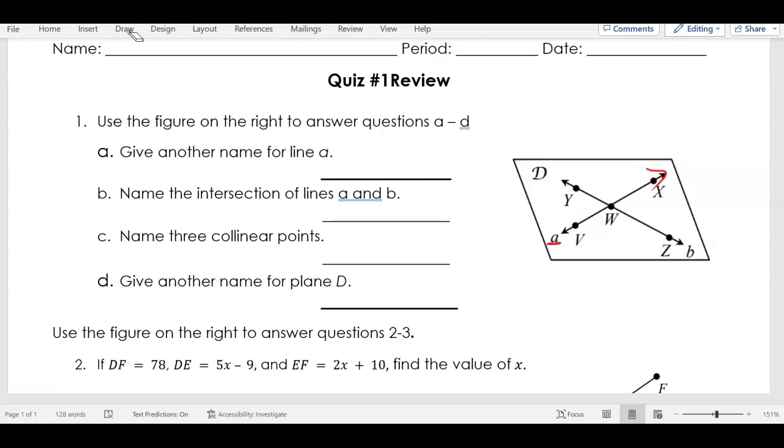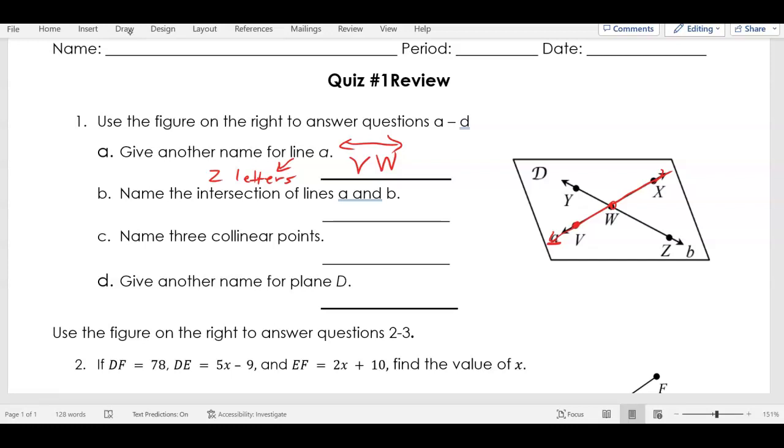To name a line, you need two letters. Okay, so for a line, it's two letters, but it has to have a line on top. So two letters on line A, I see are V and W. Right? This line goes through V and W, and I have to put a line on top. If I don't put a line on top, that is not correct.